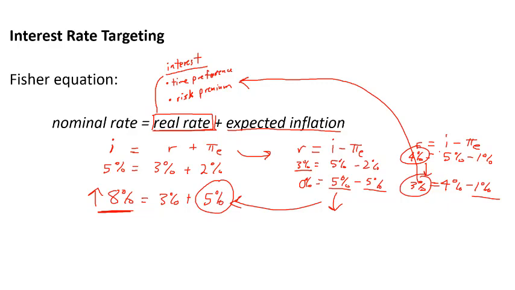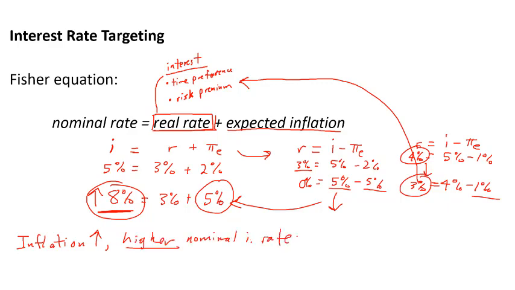Okay, so here's the lesson. Declining inflation, well, let me do this one first. Rising inflation: if inflation rates rise, if inflation goes up, we're going to have higher nominal interest rates. And if inflation goes down, we have disinflation or deflation for that matter. Inflation goes down, that is eventually going to lead to lower nominal interest rates.